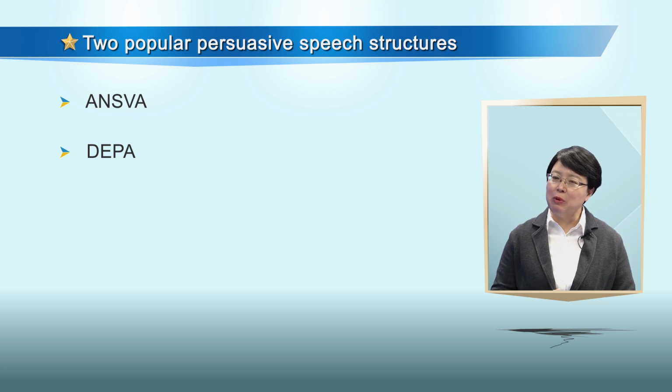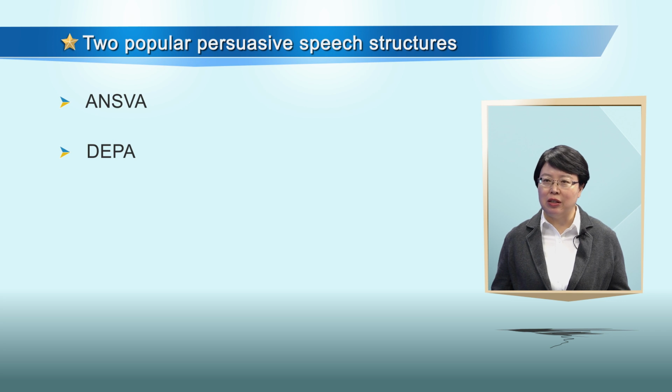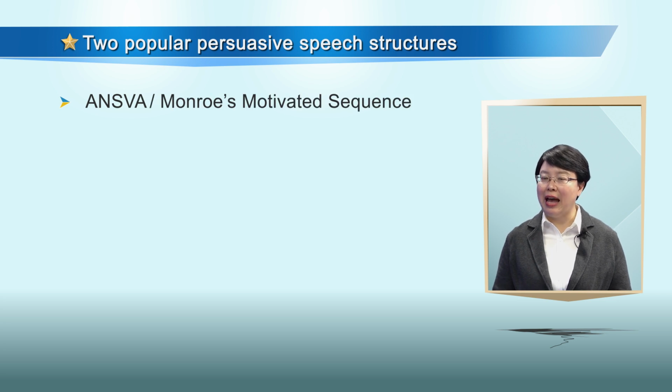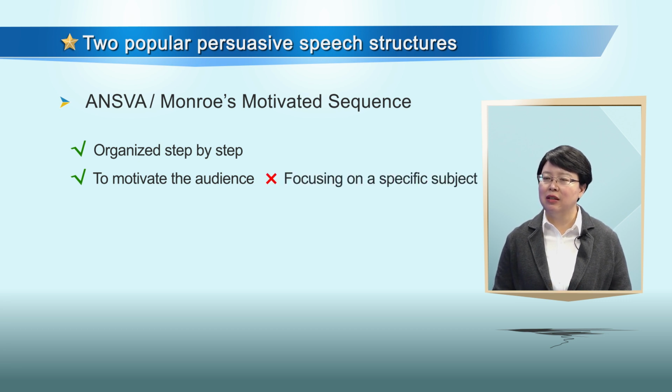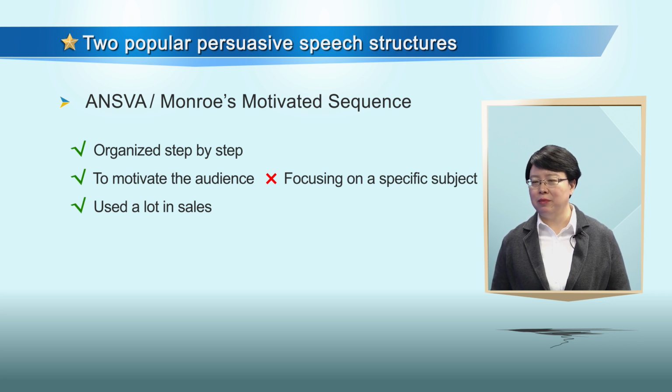Lots of people fall into the trap of setting up a persuasive speech just like an informative speech. So when they say, oh, I'm making a persuasive speech, actually, they are making an informative speech. Then how to avoid this pitfall? Here's a new organizational style to learn from: Monroe's motivated sequence. Actually, it is the ANSVA I mentioned just now. It is organized step by step to motivate the audience rather than focusing on a specific subject. It's used a lot in sales. Below are the steps, and I often use the acronym ANSVA to remember them.